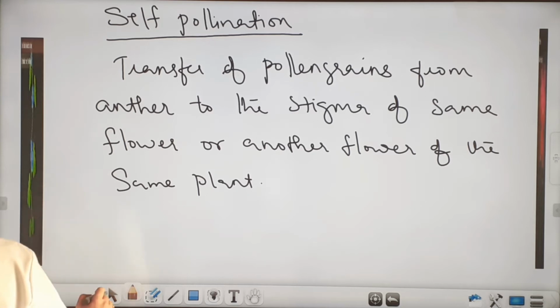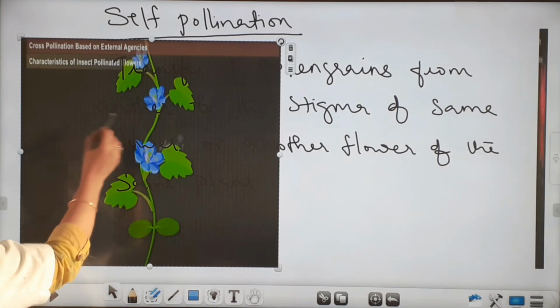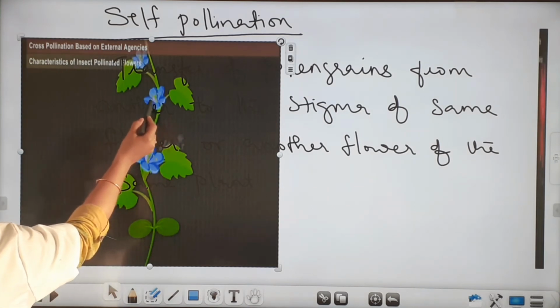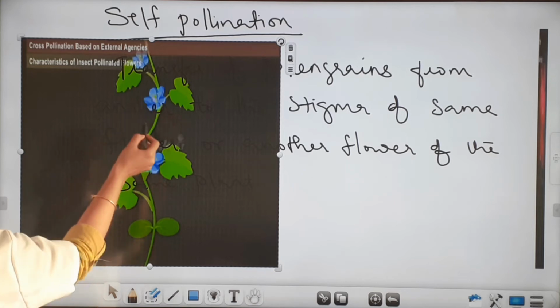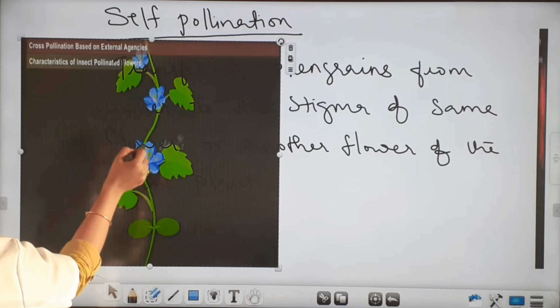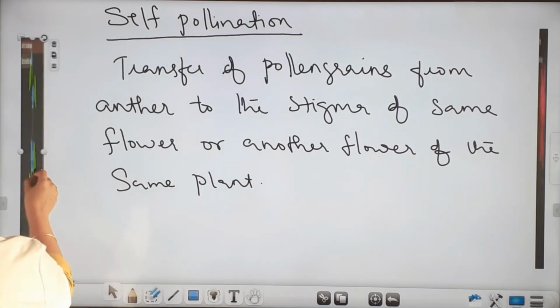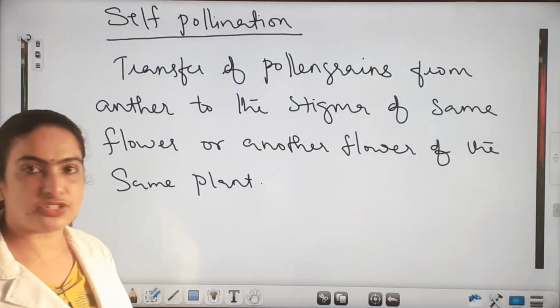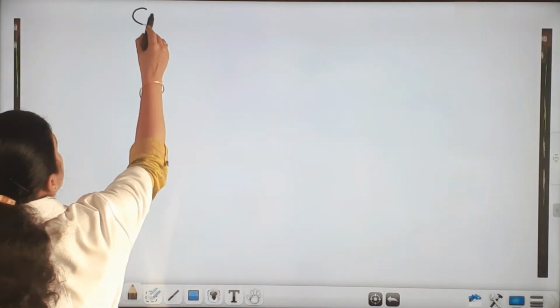Is it clear? So I'll show you. There is a chance of transfer of pollen grains from the anther to the stigma of the same flower or another flower of the same plant. So this is called self-pollination. Is it clear about self-pollination? Next we can see cross-pollination.